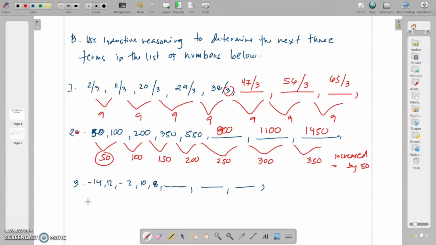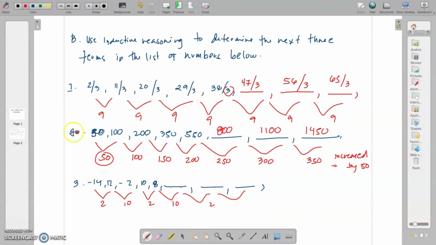So, as you can see, negative 14 to 12, the difference is 26. And 12 to negative 2, the difference is 14. And 10 to 8, the difference is 2. So, the pattern is 2, 10, 2. So, the next is 10. The next is 2. And the next is 10.